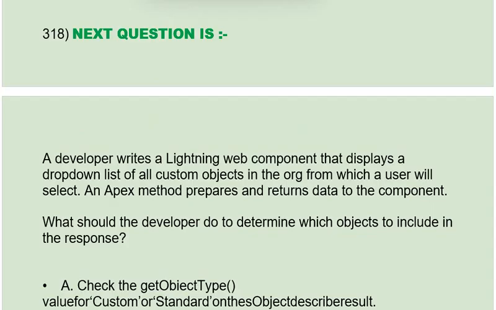Question is, a developer writes a Lightning web component that displays a drop-down list of all custom objects in the org from which a user will select. An Apex method prepares and returns data to the component. What should the developer do to determine which objects to include in the response?